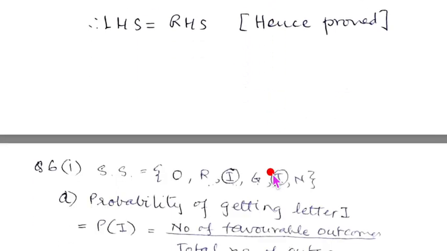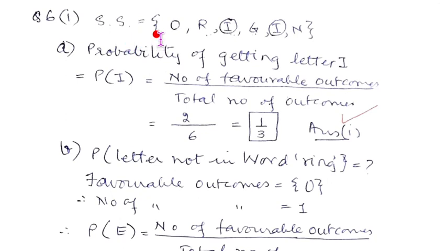It's a 2-mark question. The sample space is going to be O, R, I, G, I, N. Now remember, there are 2 letters of I in this. So that will increase the probability of letter I. Whatever is the probability of O, R, G, N, this is going to be twice of that. Now probability of getting a letter I will be number of favorable outcomes upon total number of outcomes. Favorable outcomes are these 2. So that is 2 upon the total number is 6. So that becomes 1 upon 3.